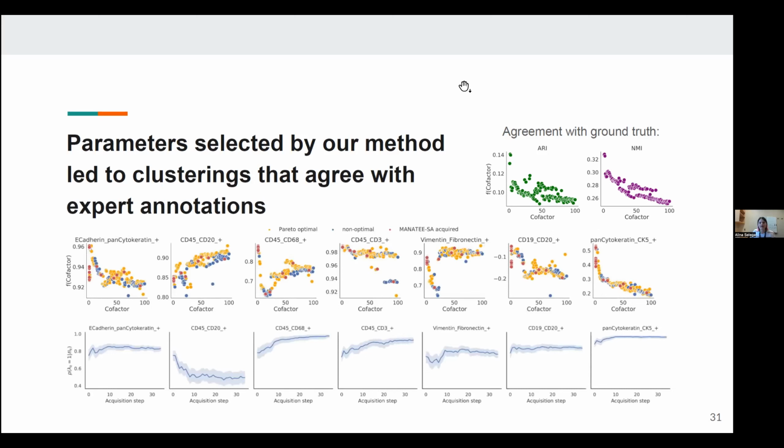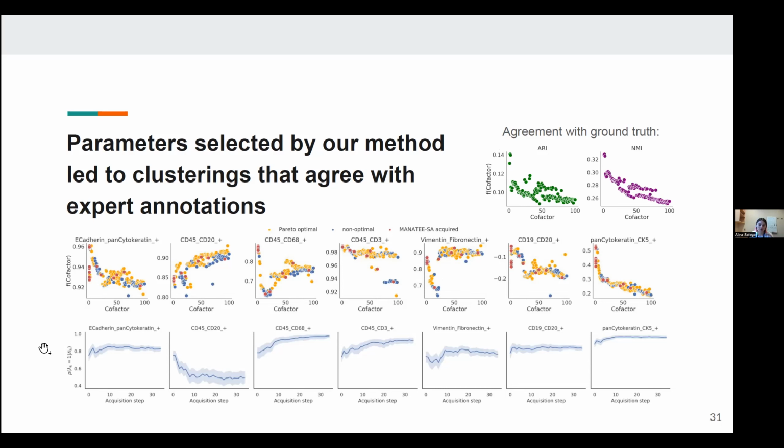Okay, and what we found when we applied our method is that the parameters selected by our method led to clusterings that agree with expert annotations. Much like I was showing before with the toy example, in the top row, I'm showing all of our different objectives. These are our 7 co-expression-based objectives for different protein pairs. Again, the blue and the yellow are the samples from the functions, and the yellow are the Pareto optimal samples. The red show the acquisitions by our method. You can see that our method acquires points mostly in the lower end of the range, agreeing with where the meta objectives are maximized.